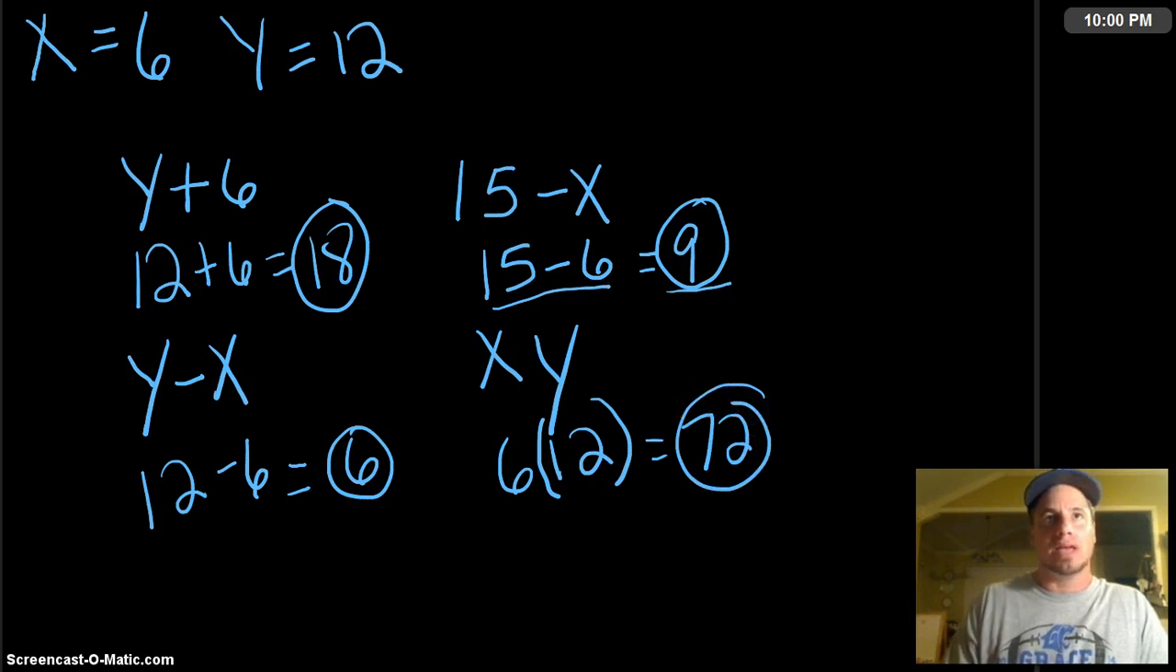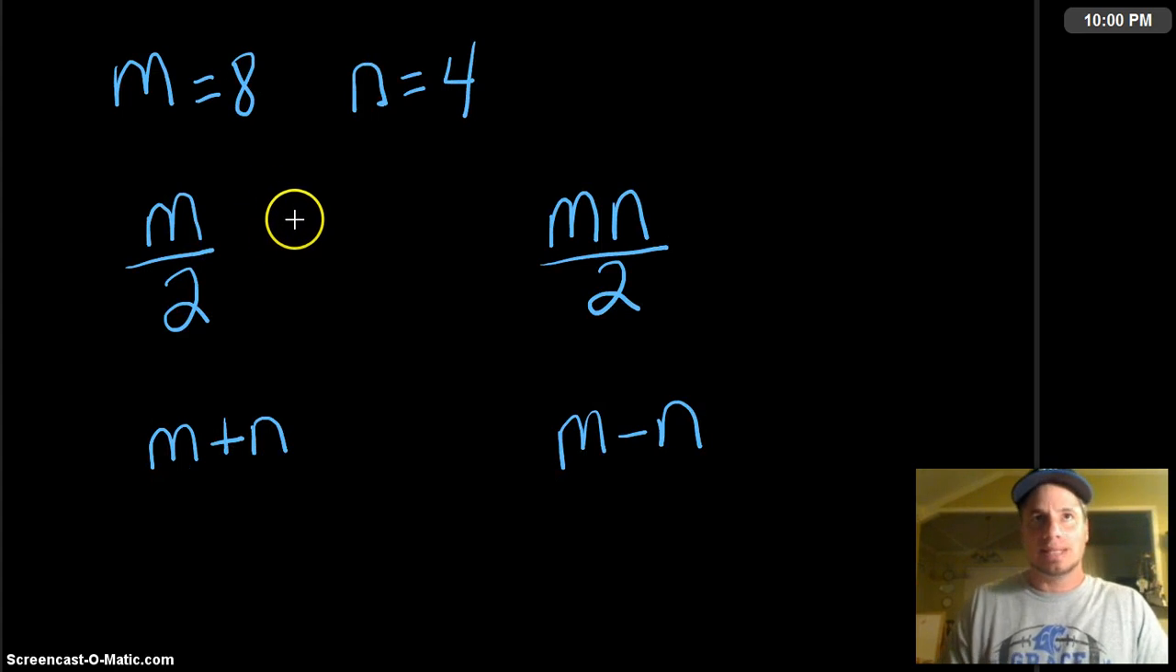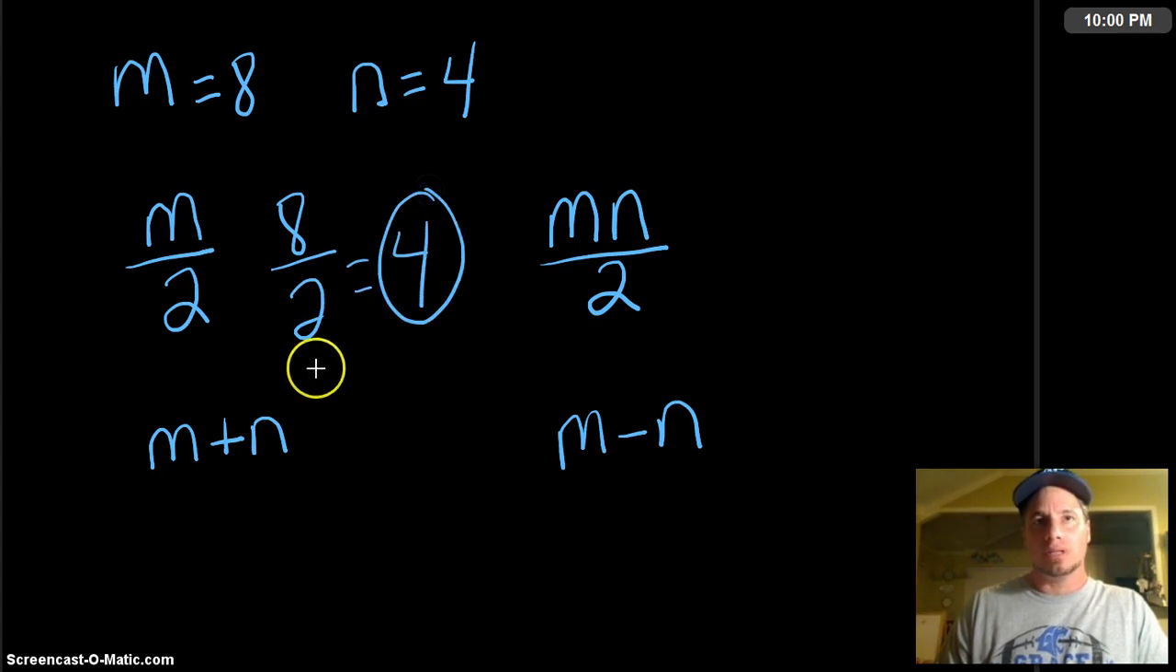Let's look at our next set. Here I have m equals 8, n equals 4. Now I've got m over 2. Now that's a fraction, but it's also division. A fraction is division. So m is 8, 8 over 2, and that's going to equal 4. Again, I want to see this and this on your paper.